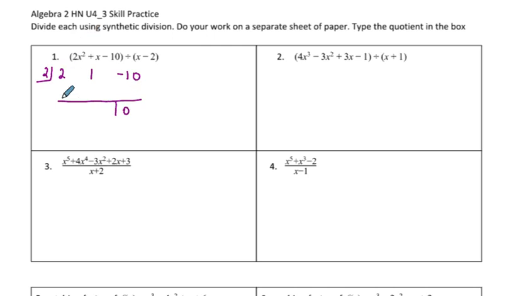All right, and we know we're going to bring down our leading coefficient and then do a series of multiply and add. So 2 times 2 is 4, 1 plus 4 is 5, 2 times 5 is 10, negative 10 plus 10 is 0. That didn't take much. So this quotient here is 2x plus 5.